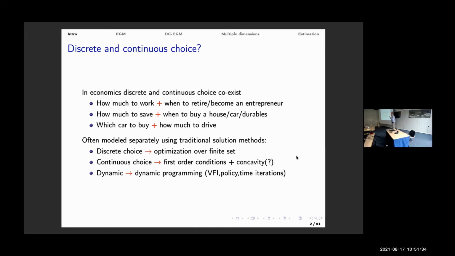Their combinations are all around us. Pretty much every model can be set up in one way or another as a combination of discrete continuous choice. How much you work, when to retire, or when to buy a house, how much to save, when to buy durables, what car to buy and how much to drive it. All a ton of applications of the combination of the choices. But we usually model them separately. We either convert everything to continuous choices, or we convert all the choices into discrete choices. And that's because it's more convenient.